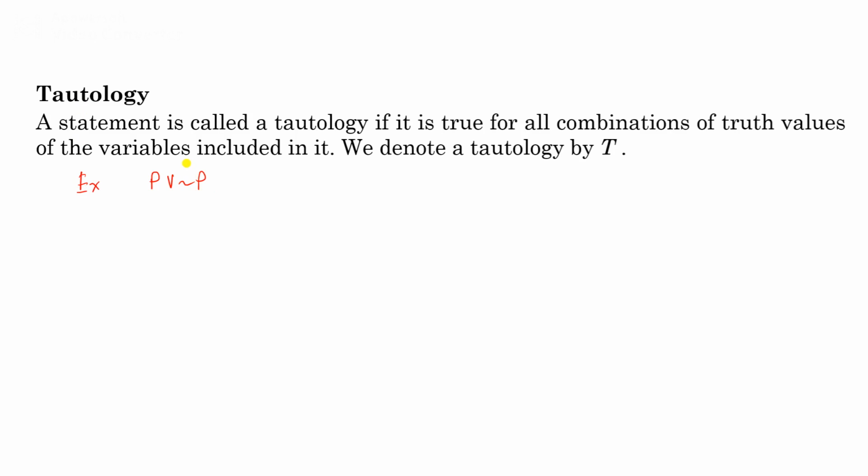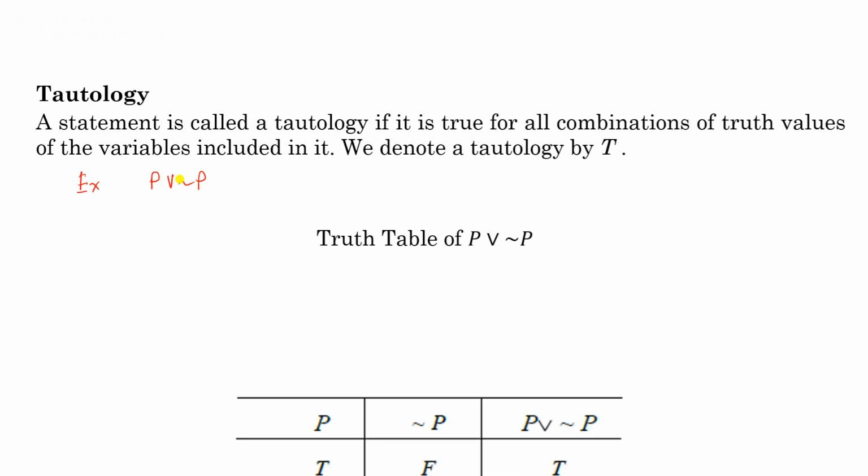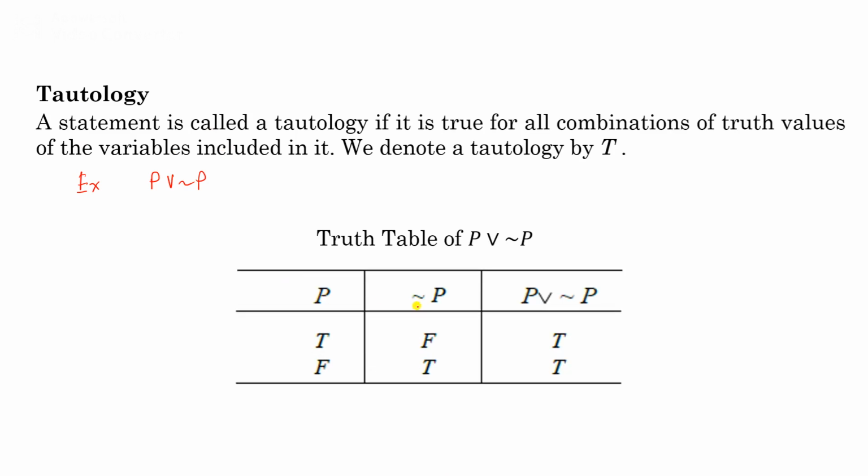Now we check, we make the truth table of this one. So look at this here, P, negation P, and P or negation P. P will have two truth values, true and false. So negation P will be false and true. So P or negation P, in both of the cases, because "or" is there, if one variable is true, this is true. So in both of the cases, this is true. That's why it is a tautology. Similarly, we may have another example.